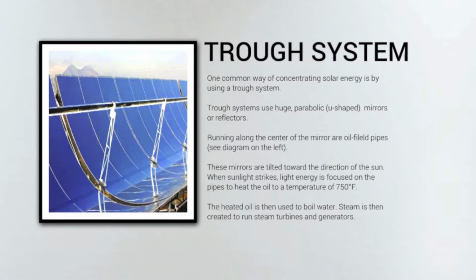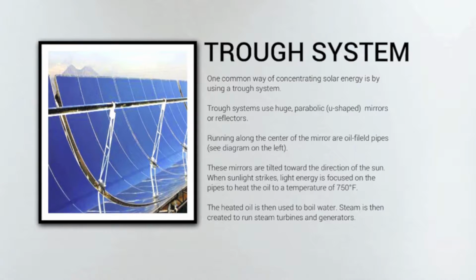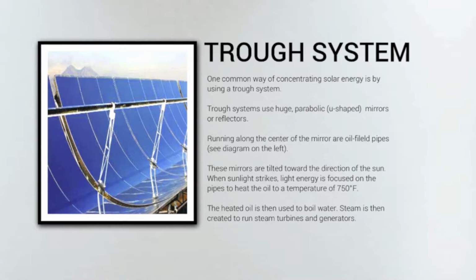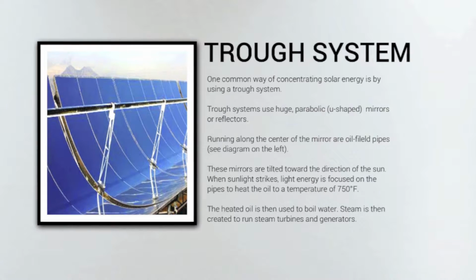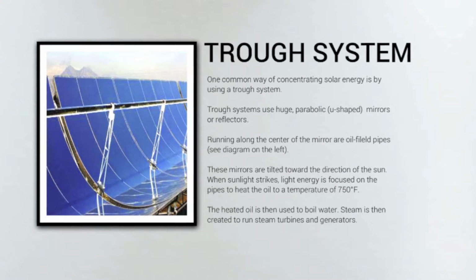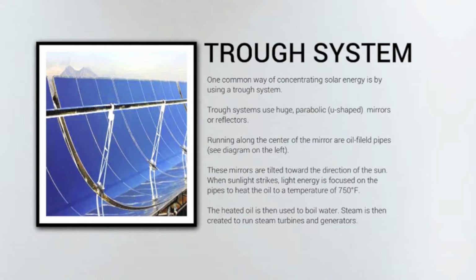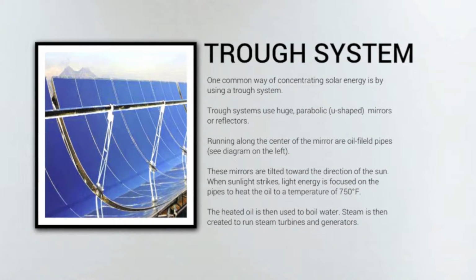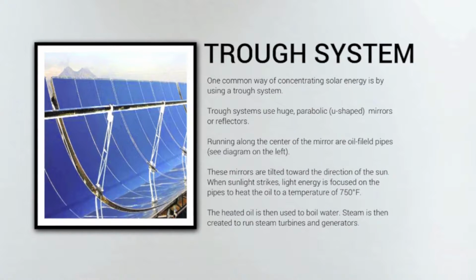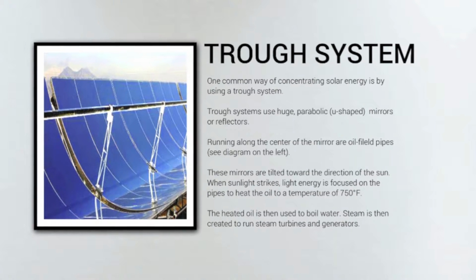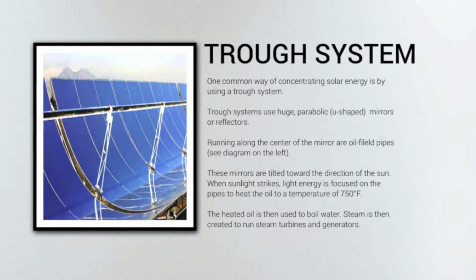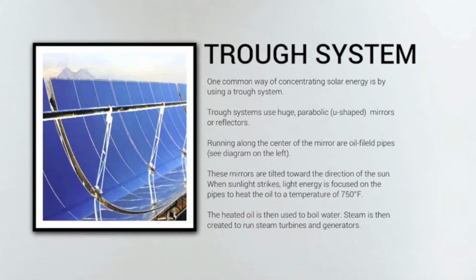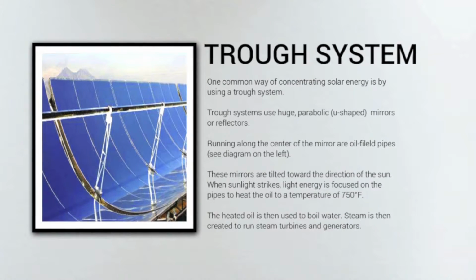The trough system is another common way of concentrating solar energy. This system uses huge parabolic mirrors or reflectors. By tilting these mirrors towards the direction of the sun, light energy is focused on the pipes. Oil inside the pipes is then heated to 750 degrees Fahrenheit. Heated oil is then used to boil water into steam, turning turbines and generators.